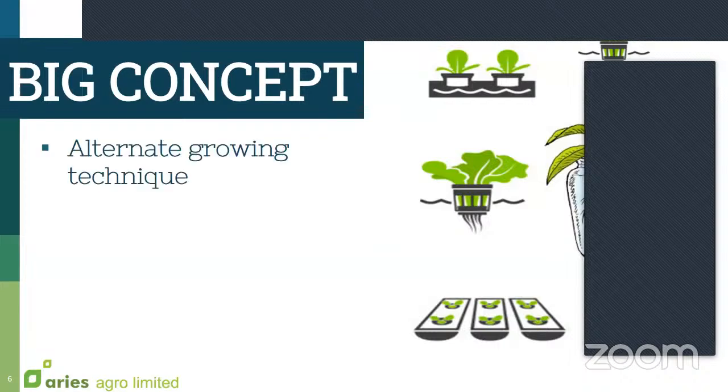So let's understand what hydroponics is. Basically, it is made up of two words. It basically means to grow in running water.